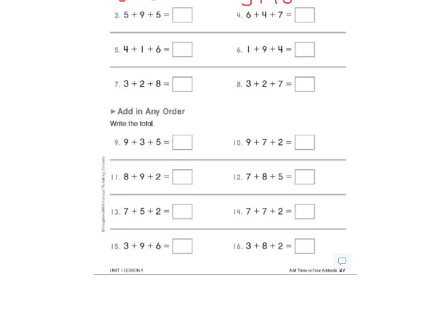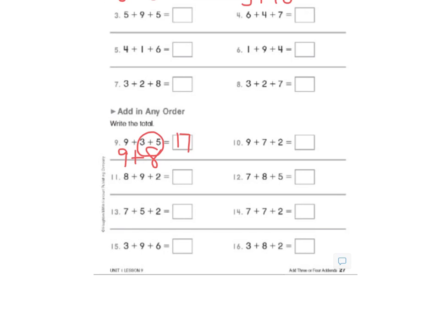So for number 9, if I look here, I don't see any numbers that if I put them together I can get 10. But I do see 3 plus 5 here, and 3 plus 5 is 8. And that means I have 9 plus 8. Well, this would be like a doubles minus 1. Doubles would be 9 plus 9. But since this is 9 plus 8, whatever 9 plus 9 is, which is 18, this is going to be less than that by 1. So I'm going to say this is going to be 17.